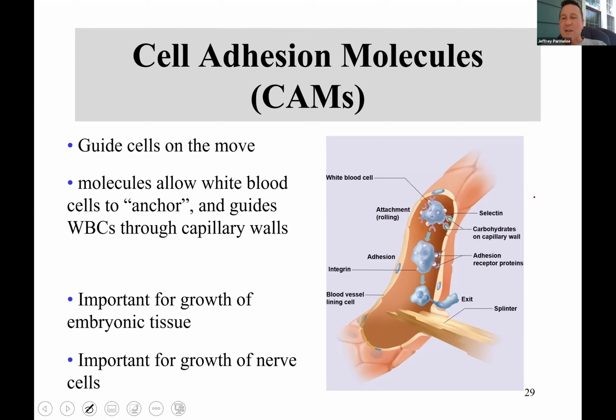And these cell adhesion molecules are important early on, embryonically, when we develop our bodies, to guide where you want certain processes to go.